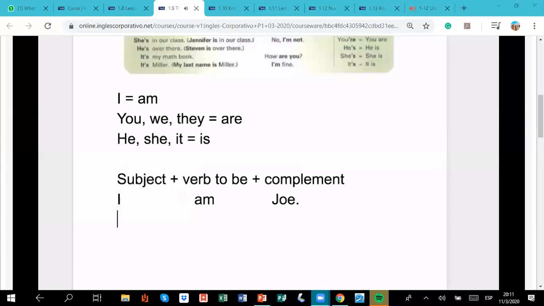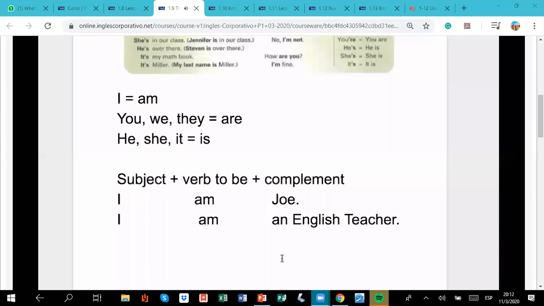So we got a subject, the verb to be, and then some kind of complement. Let's give another example. I, the verb to be, I am. And what is the complement to that? I'm going to say an English teacher. Okay, let me give another example.